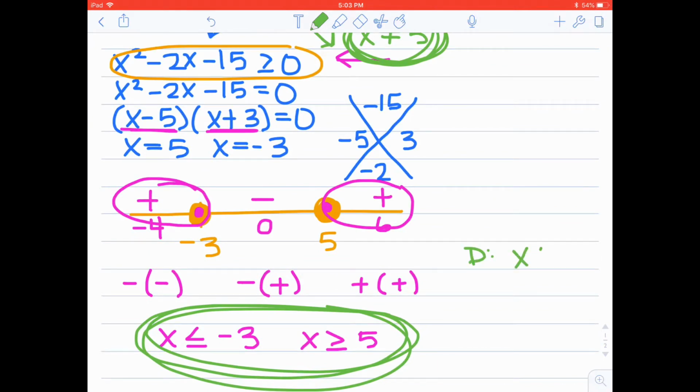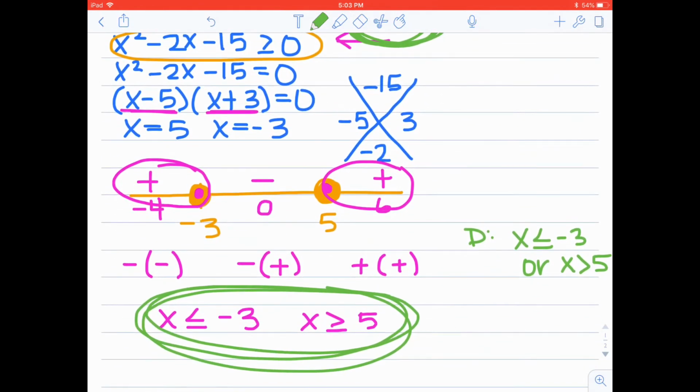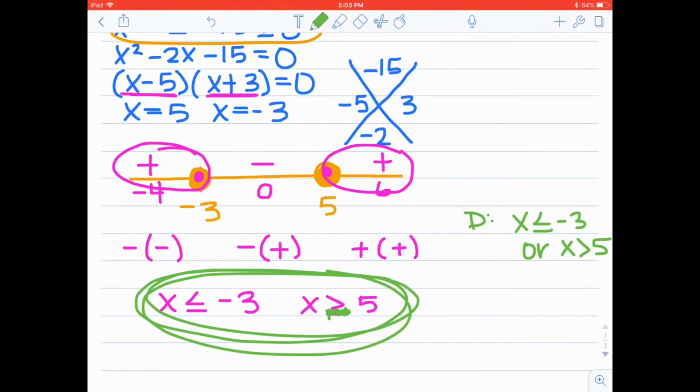would be x is less than or equal to negative 3, or x is greater than 5. Not equal to 5, because up there it says x cannot equal 5, so down here I know that I should scribble this out. Okay, so x is less than or equal to negative 3, or x is greater than 5. I could also write that as negative infinity to negative 3, 5 to infinity.